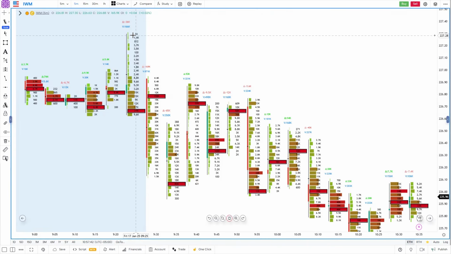with the extreme high of that at 227.30 and the extreme low of this candle 226.63. And as we start up higher and higher, you can see there's less and less volume.